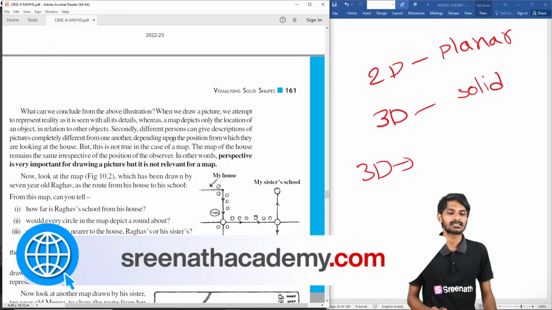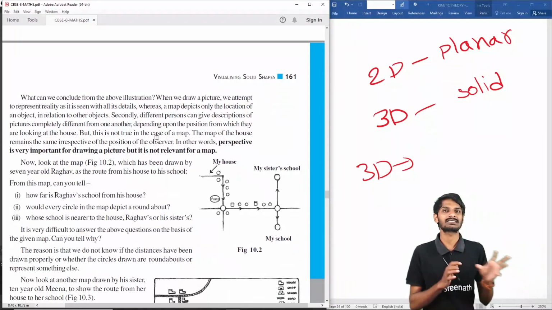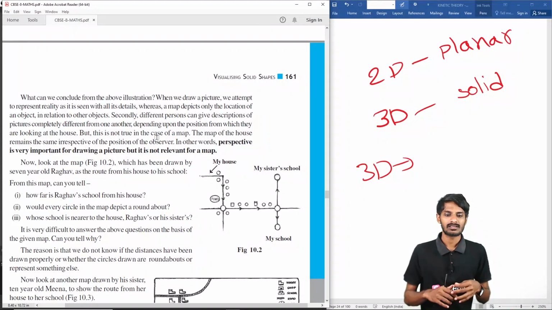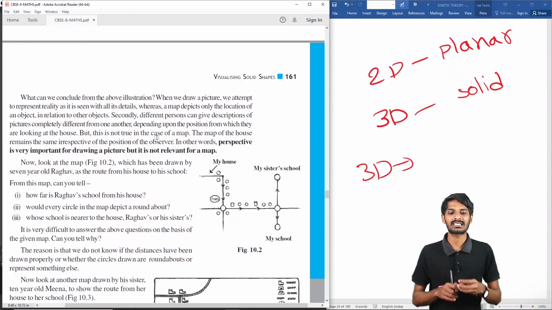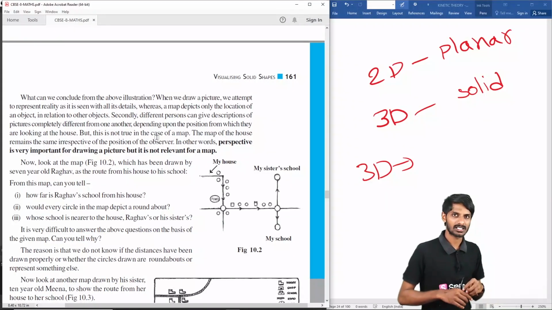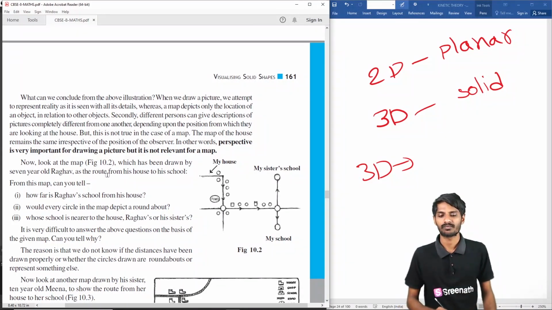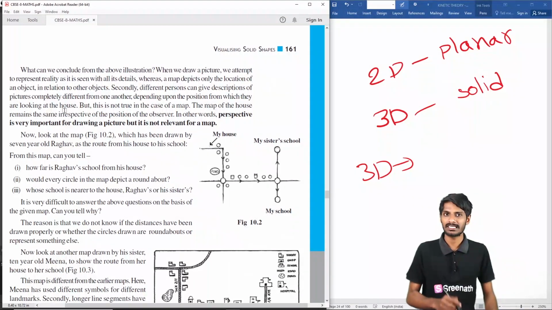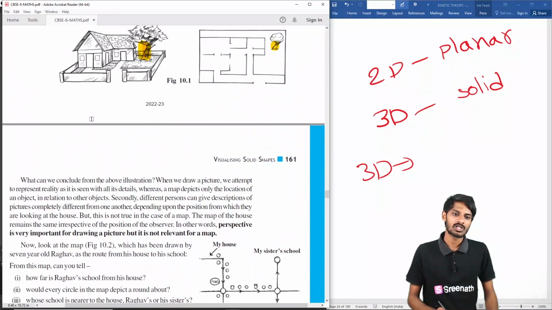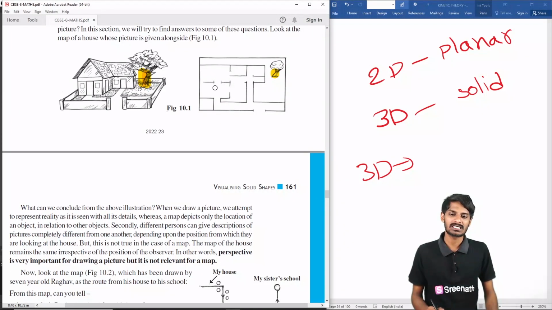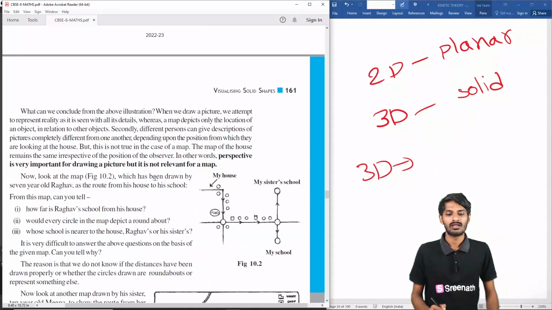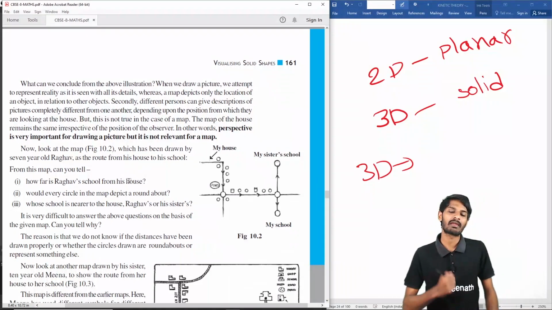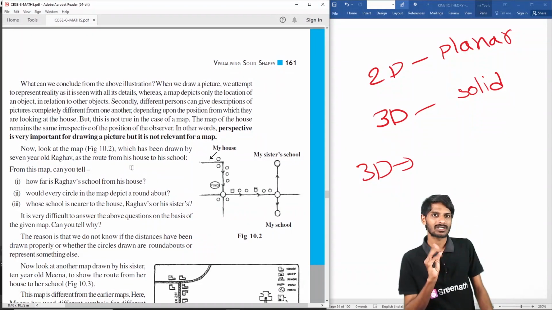And different persons, we'll try to get some relations between all these things. Different persons give different descriptions regarding the pictures and the positions, students. But in the case of a map, it is not true. The map of the house remains the same irrespective of the position of the observer. Wherever you may be, the position of the house is the same. In other words, perspective is very important for drawing a picture, but it is not relevant for a map. So for a map, perspective is not important.